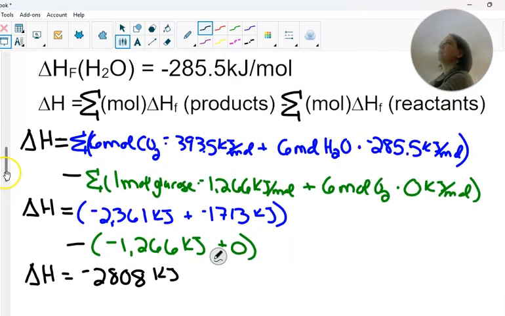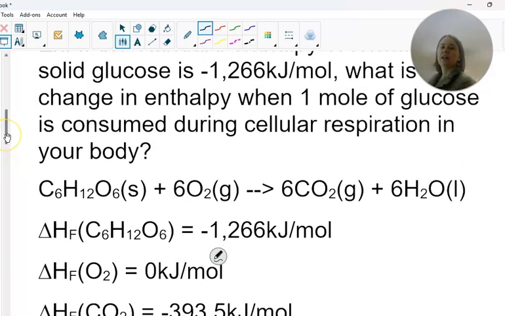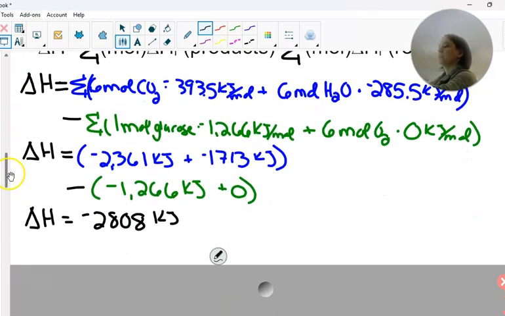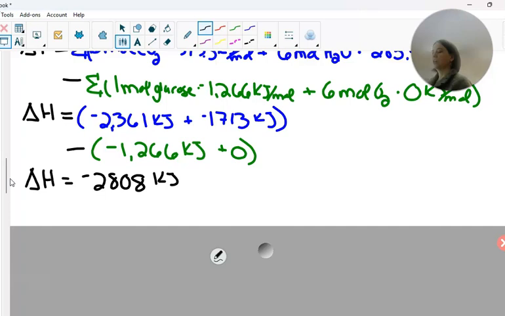Yes, we did. Cellular respiration. Now, is that an endothermic or an exothermic reaction? We know cellular respiration, our body uses that to get energy, right? Like to make energy. So it's giving off energy, so it's going to be exothermic. Exothermics are negative. Is our answer negative? It is. Very good. So we answered the question and we have a reasonable answer.